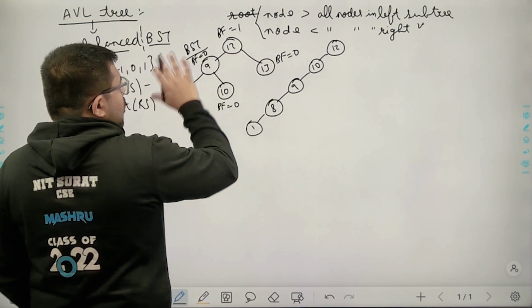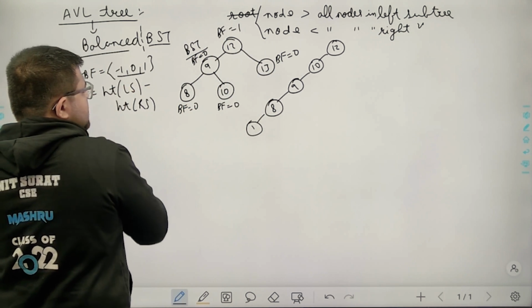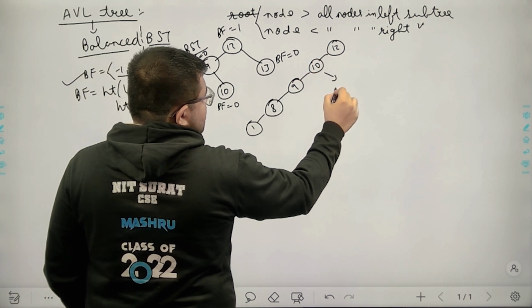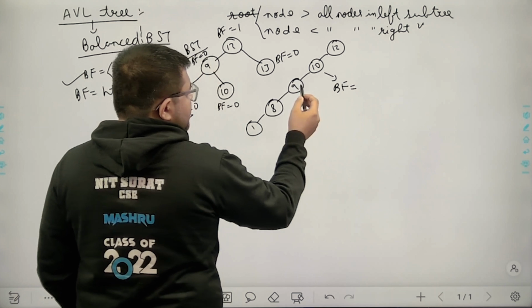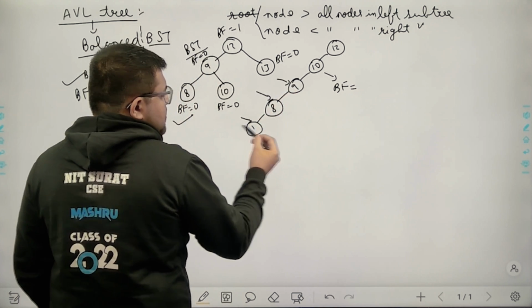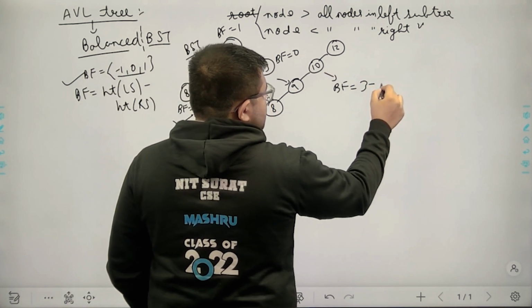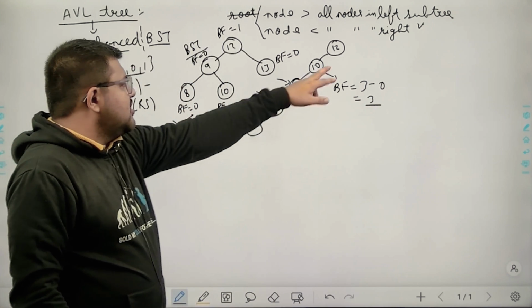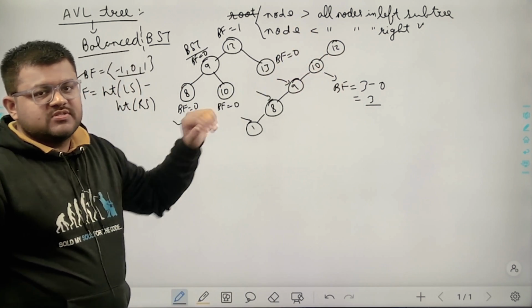So here all the nodes have balance factor from these three values only, so this is balanced. Here if I calculate the balance factor for this node, then height of left child is 1, 2 and 3, and there is no right child, so that is 0, so this is 3, so this is not balanced. Similarly the balance factor here is 4, so this is not balanced.